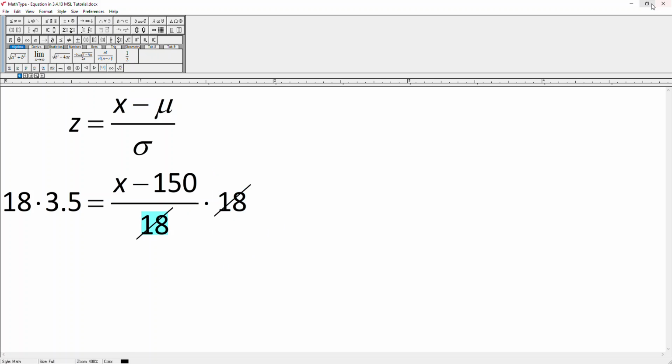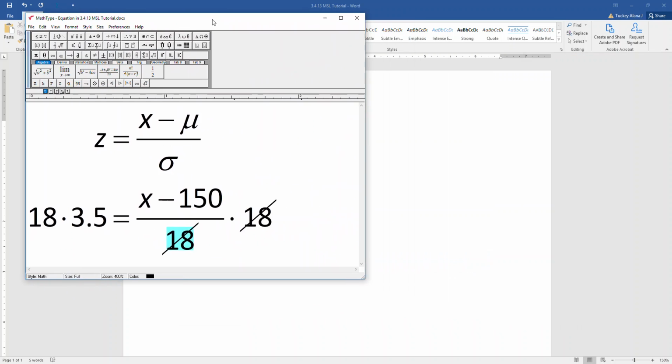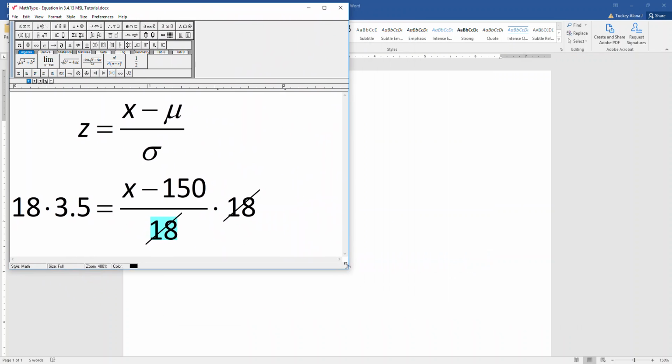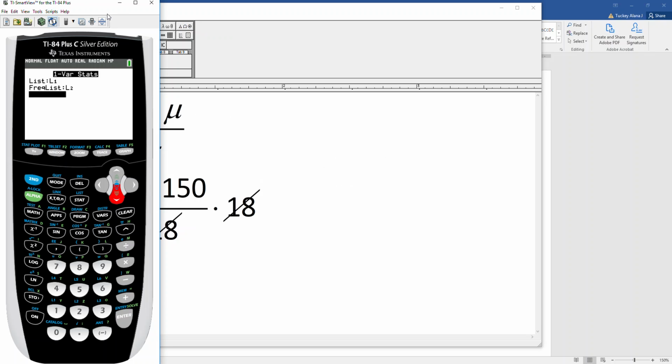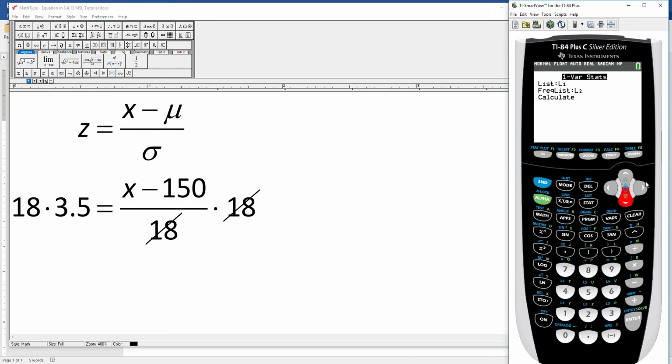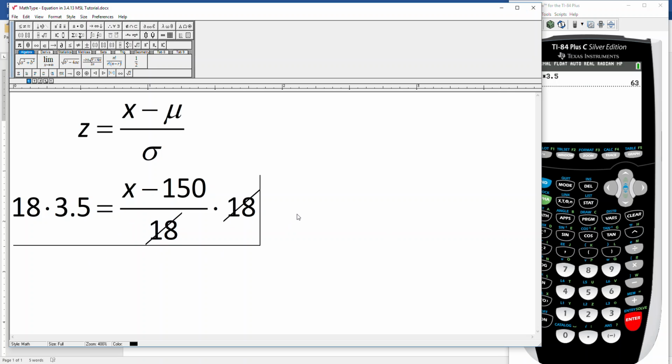And now I need a calculator because I need to know what 18 times 3.5 is. Let me pull up the calculator really quickly. I'm going to make it smaller because I don't need that big of a screen. If ever you're in the calculator and you don't want to be where you are, press second quit. It's above the mode button. It gets you out of whatever you were doing. So 18 times 3.5 equals 63. So I'm going to have 63 equals, and then what's left over here is the x minus 150.